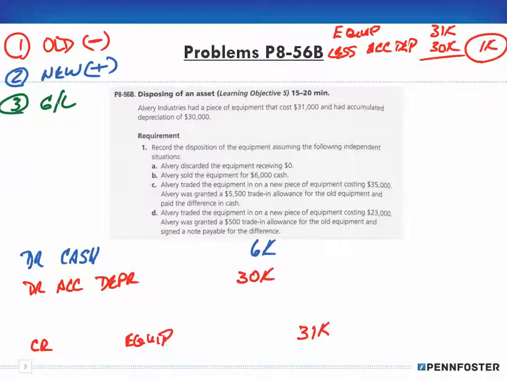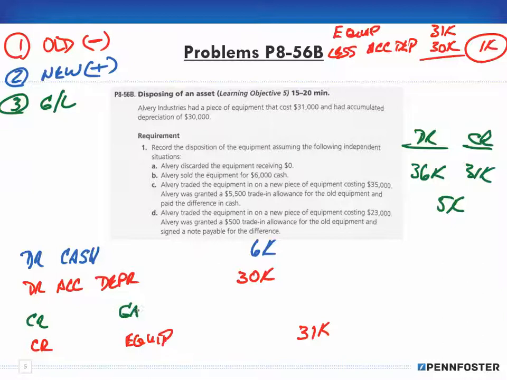And then number three, I have to account for the gain or loss. Well, I have 36,000 as a debit, and I have 31,000 as a credit. Right? Debit, credit. The difference between the two is 5,000. So that's going to be a credit for the gain on sale of equipment for 5,000, and that's my journal entry. Okay, just that simple. I backed into that portion. Right, so pause the video, write that down if you have to, because I'm going to erase it.